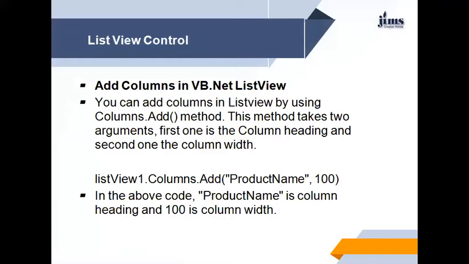So let's see ListView1. ListView1 is the name of the list view. ListView1.Columns.Add("Product Name", 100): two arguments. The first one is the column heading, meaning the heading of the list view, Product Name, and 100 is the width of the column. So in the above code, Product Name is the column heading and 100 is the column width.